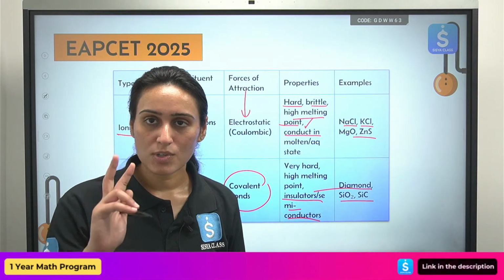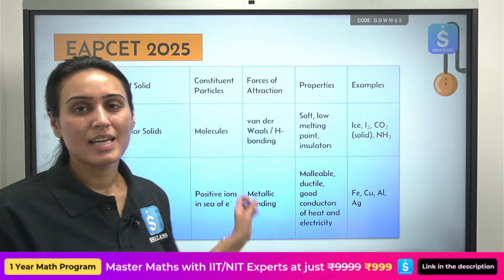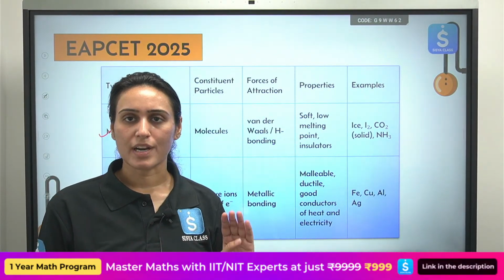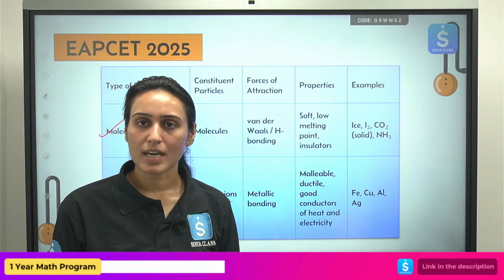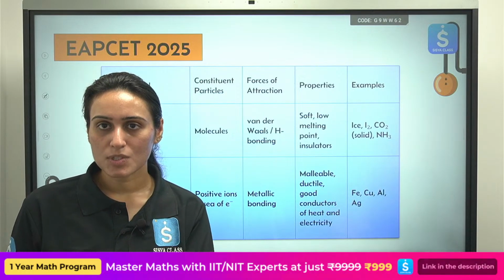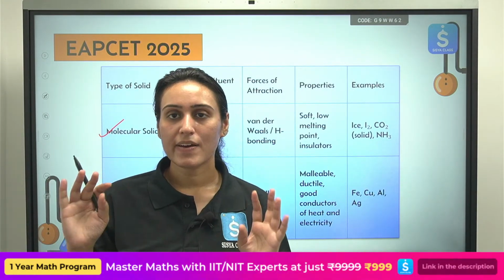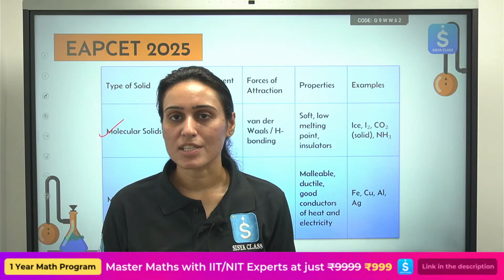Two more types. We have molecular solids. They have weakest intermolecular force of attraction, right? Weak van der Waals forces of attraction are present. Maybe sometimes you will see hydrogen bonding. If hydrogen is linked with oxygen, nitrogen or fluorine, there are chances. Otherwise you will find van der Waals forces of attraction are present there.